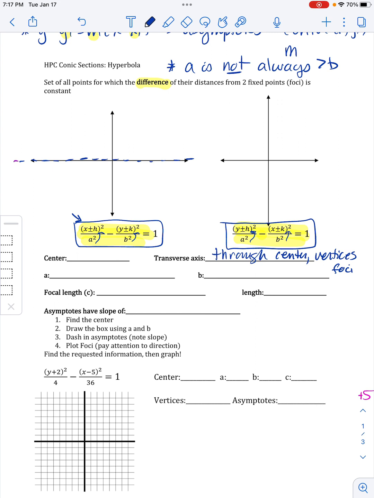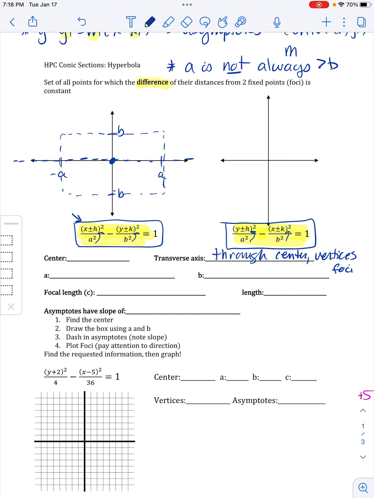That was true yesterday also, but in yesterday's problems, A was always greater than B. Not true today. So if this is the center, you're going to go A in both directions along the X, and you're going to go B in both directions along the Y. It doesn't matter which one's greater or smaller. That is going to create basically a rectangle that yesterday we would have drawn our ellipse inside of. Today in a hyperbola, since instead of sums, which would bring it together to form an ellipse, we do differences, which turns the two pieces away from each other, and they point outward instead of inward.